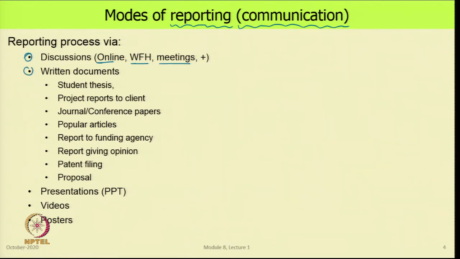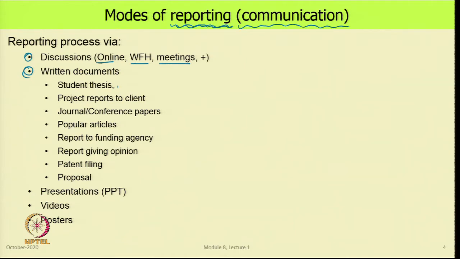The second is written documents, and this is what we traditionally mean by report. In a school or a college, we do an experiment or we do a project, we end up writing a report. But this is not the only place where we write a report. There are many professional situations where also we have to write a report. So, here are some examples of writing.